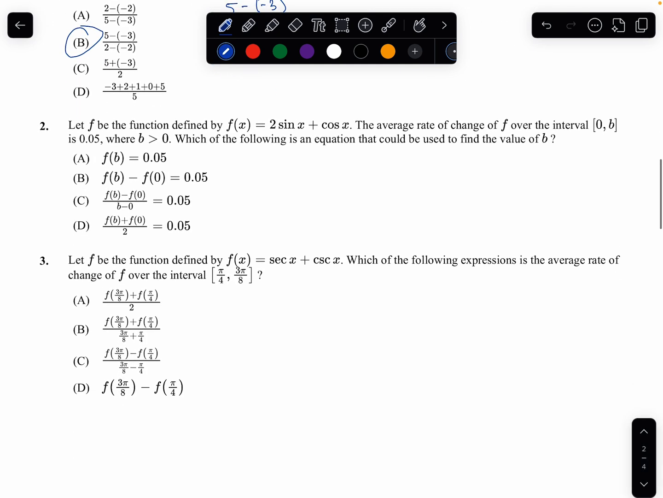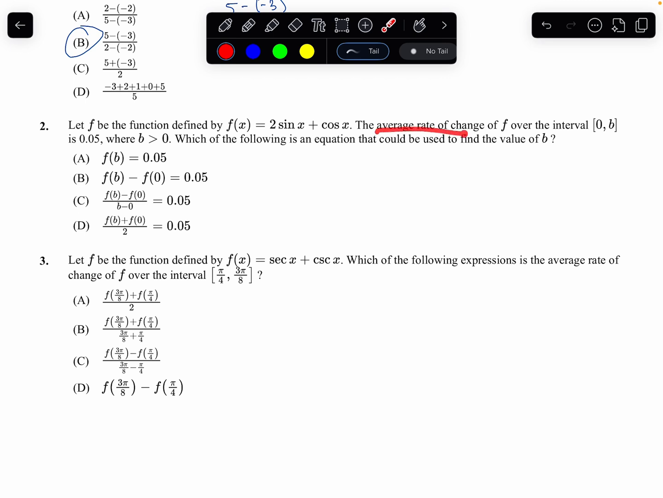Let's go to 2. So let f be the function defined by f of x is equal to 2 sine of x plus cosine of x. The average rate of change over the interval from 0 to b is 0.05, where b is greater than 0. Which of the following is an equation that could be used to find the value of b? Good question. Okay. Which of the following is an equation that could be used to find the value of b?